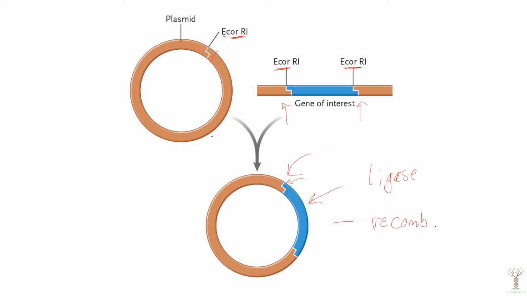The other thing that I want to mention is that sometimes the plasmid will just fold back on itself. It doesn't always 100% of the time accept the DNA fragment. So this is also why we need to have selectable markers.